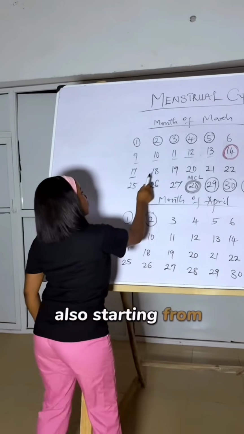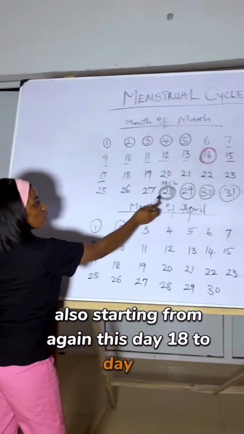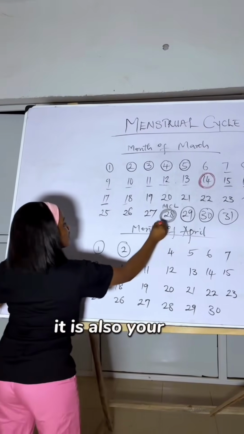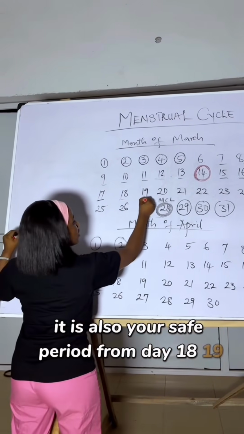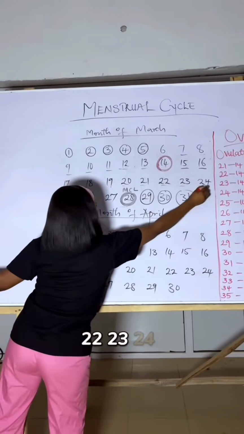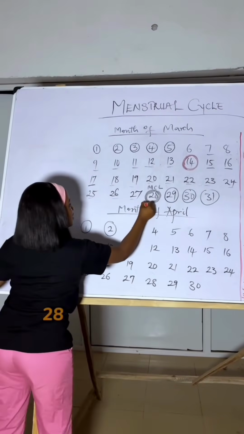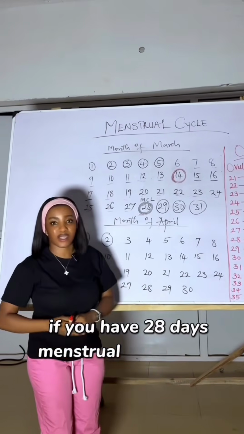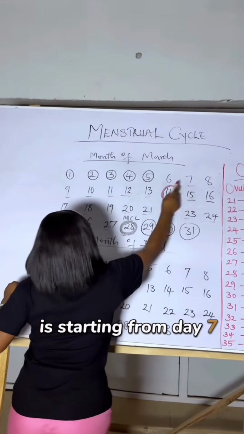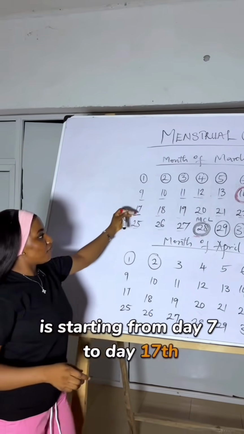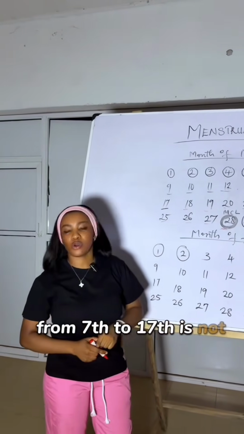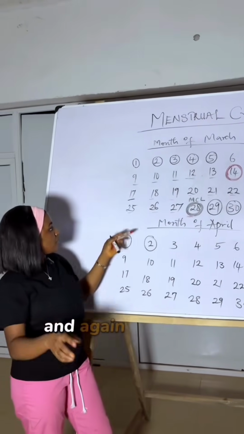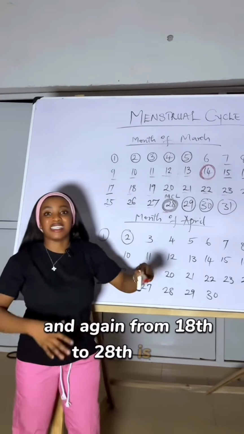Also, starting from day 18 to day 28, that is the last day, you are still not going to get pregnant. It is also your safe period. From day 18, 19, 20, 21, 22, 23, 24, 25, 26, 27, 28 is also safe. So the only time when you are not safe, if you have a 28 days menstrual cycle length, is starting from day 7th to day 17th. From 7th to 17th is not safe for you. But then from 1 to 6 is safe, and again, from 18th to 28 is safe.